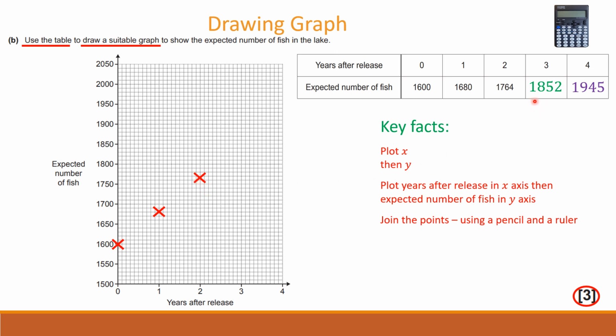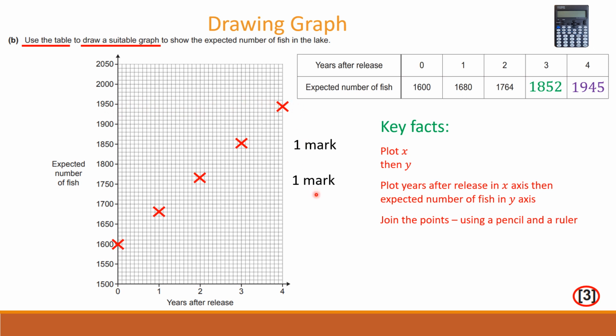Then we've got 1,852, so we go across 3 years, up 1,852, so just slightly more than 1,850. Here's the next one. And for plotting 4 points, you would have got 1 mark. For your fourth mark, we would have got 1,945 plotted. So that is literally below the 1,950 mark, so a half a square below.